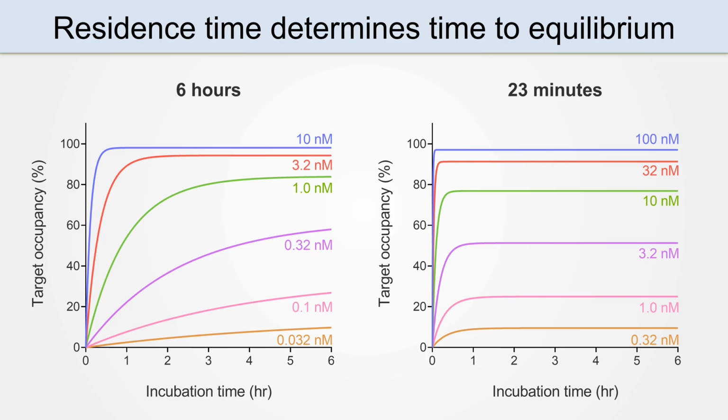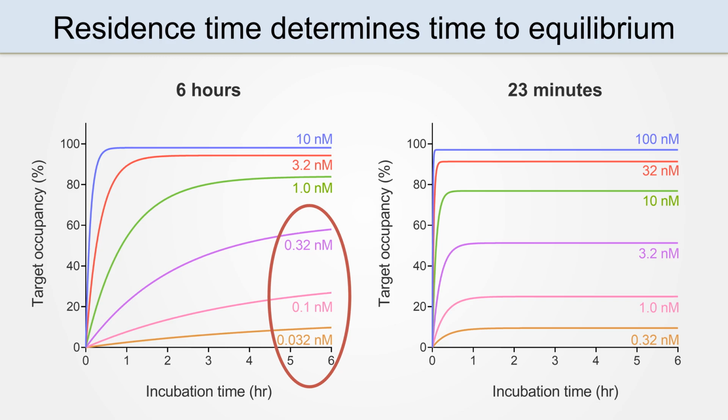This rather surprising fact is shown on the association graphs here. On the left, we have a long residence time compound from the previous slide of 6 hours. On the right, we have a shorter residence time compound of 23 minutes. For the long residence time, it takes a long time to reach equilibrium. Here we have the 6-hour time point, and we're still not at the plateau for the lower concentrations.